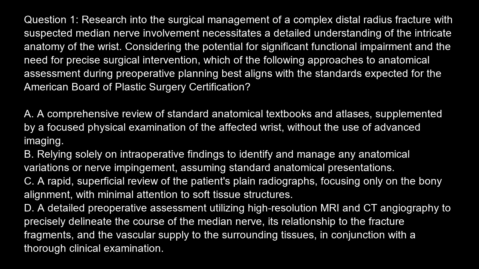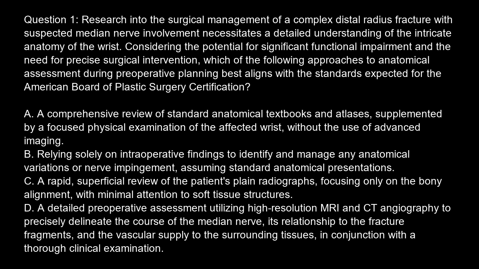Option A. A comprehensive review of standard anatomical textbooks and atlases, supplemented by a focused physical examination of the affected wrist without the use of advanced imaging. Option B. Relying solely on intraoperative findings to identify and manage any anatomical variations or nerve impingement, assuming standard anatomical presentations. Option C. A rapid, superficial review of the patient's plain radiographs, focusing only on the bony alignment, with minimal attention to soft tissue structures.